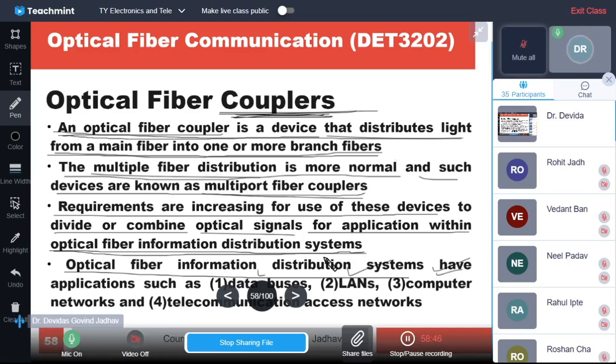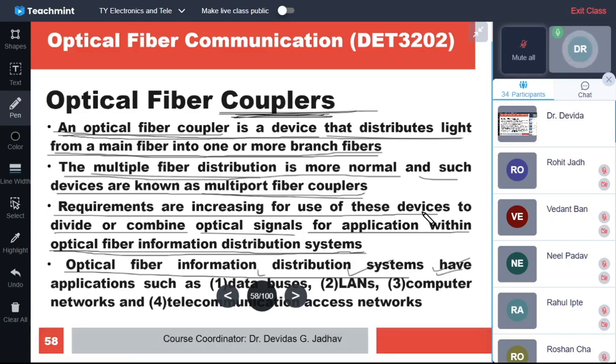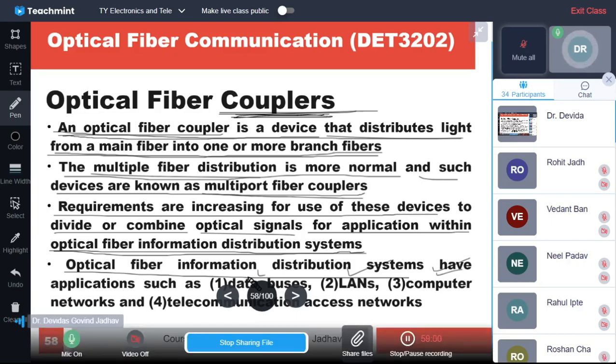So where are the couplers needed? Data buses, LANs, computer networks, telecommunication access networks, because all these networks have one fiber to multiple fiber to one fiber applications, data sharing applications. So optical fiber information systems like data buses, LANs, computer networks, telecommunication access networks all require optical fiber couplers. These are the situations where optical fiber couplers are needed and used.